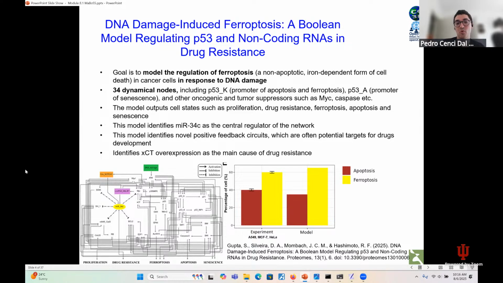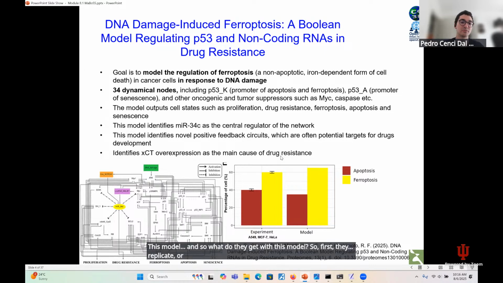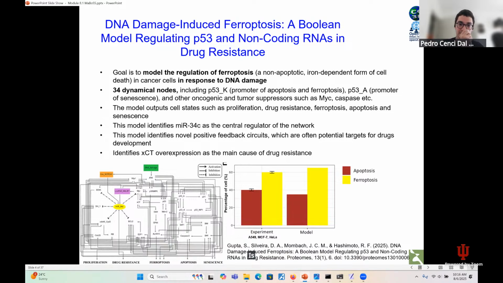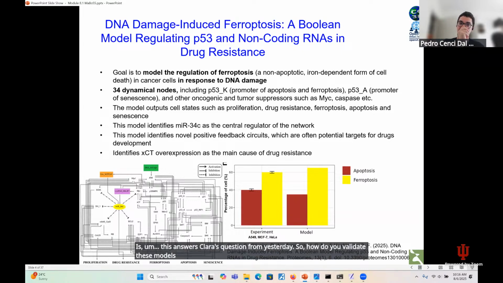These models, and so what do they get with this model? So first, they replicate or reproduce experimental results. And I think this answers Clara's question from yesterday. So how do you validate these models? And especially a Boolean stochastic network, how do you validate something that is binary to experiment?